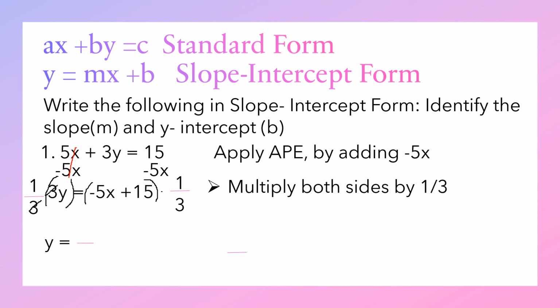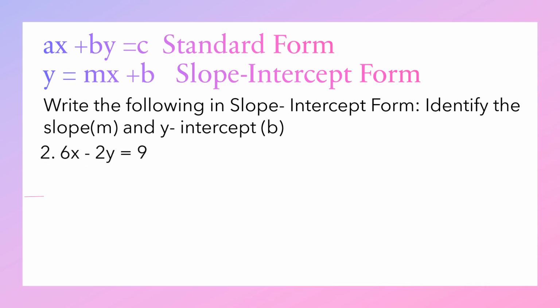So, mayroon na ako ditong y. Sa kabilang side naman, negative 5 over 3. At 15 divided by 3, that is equal to 5. This is 15 times 1, 15 divided by 3, that is 5. So that is now the slope-intercept form of the line, equation of the line. And now we can get the slope, that is negative 5 over 3. Ito lang, yung numerical coefficient ng x dito. Yan, m. And then ito nga ngayon ang b, or y-intercept.